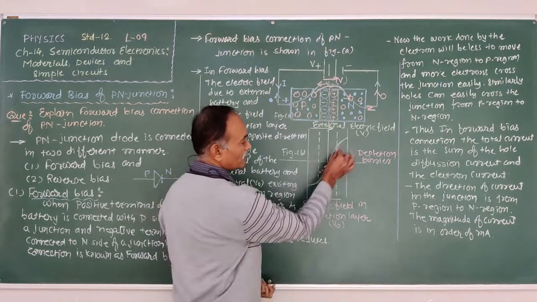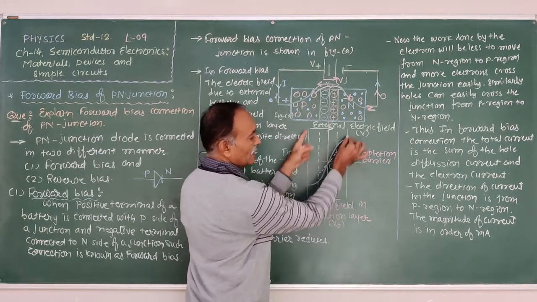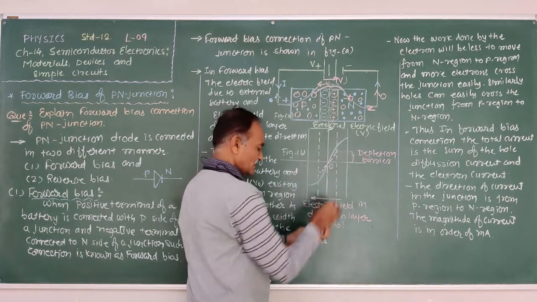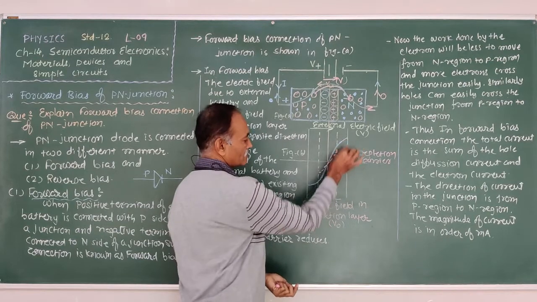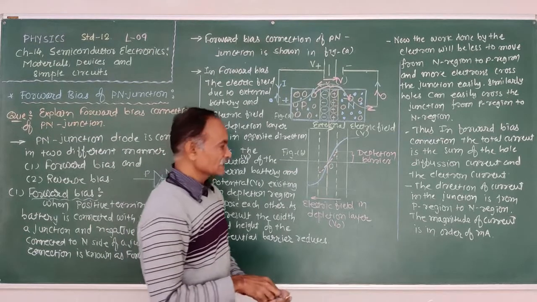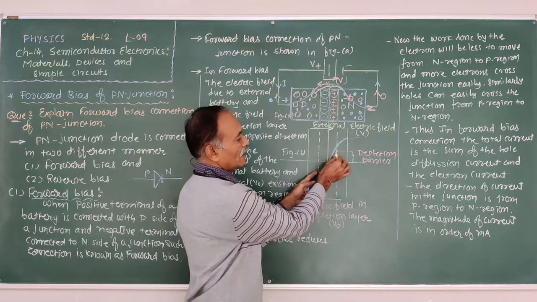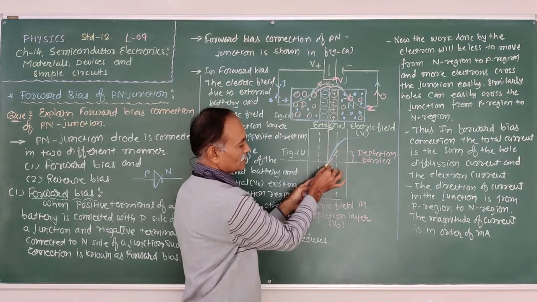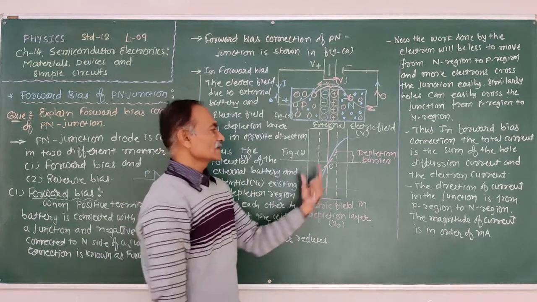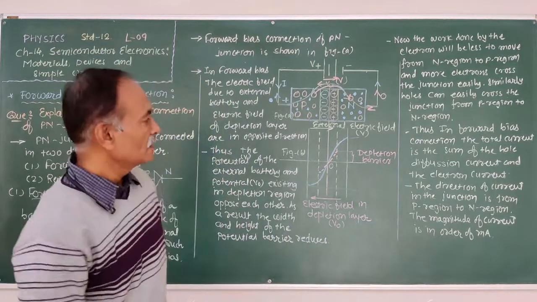Initially, the situation without any connection is shown by the blue line. There is the width of the potential barrier of the depletion layer, and there is the height of the potential barrier. As connected in forward bias, the width of the depletion layer is shown by the dotted line, and the height of the depletion barrier is shown by the dotted line of pink color. So the height and width of the potential barrier reduce in forward bias.